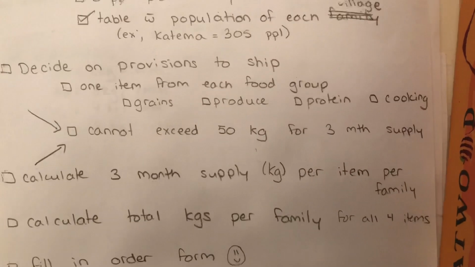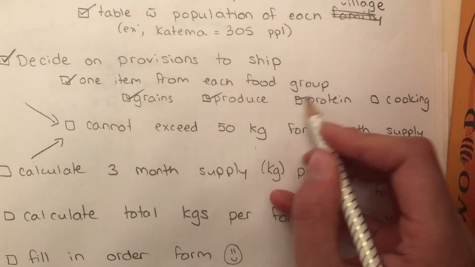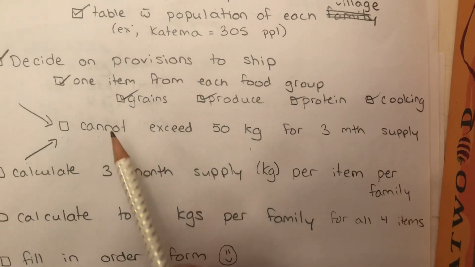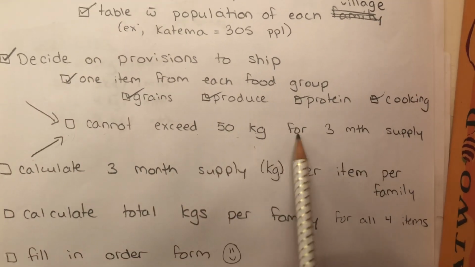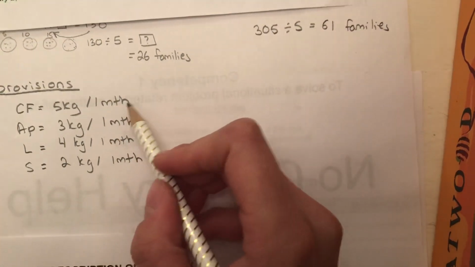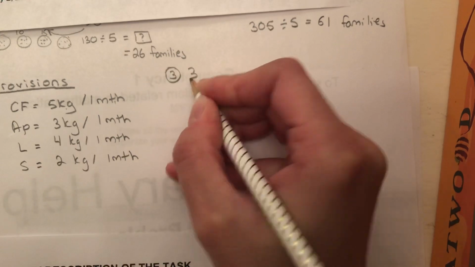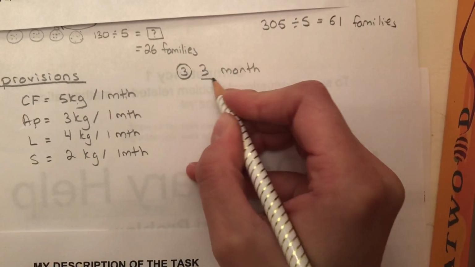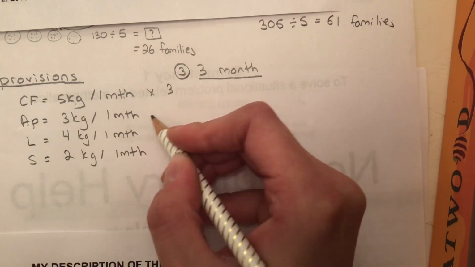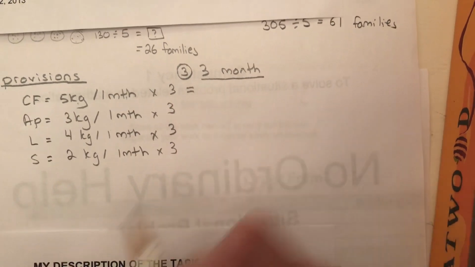Okay. So I did decide on the provisions to ship. I did choose 1 item from each of the food groups. But I haven't checked yet if it doesn't exceed 50 kilograms for 3 months. I have to calculate that 3-month supply. So I have to take the weight and multiply it in order to get 3 months. Since each one is for 1 month, I'm going to label my 3-month supply. This is my next step. I have to multiply each of them by 3 to see how much it would be for 3 months.